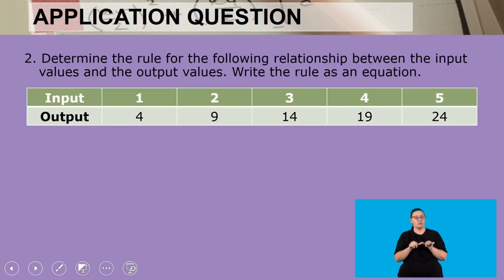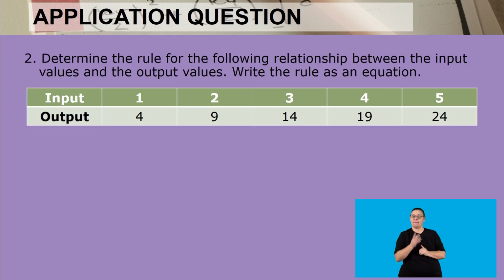Now, let's continue to the next question. The next question there says, determine the rule for the following relationship between the input values and the output values. Write the rule as an equation. Now, looking at this table that we have been given here, we are being presented with the input values and the output values. Remember, the input values are the ones that are written at the top of the table, and the output values are the ones that are written at the bottom of the table.